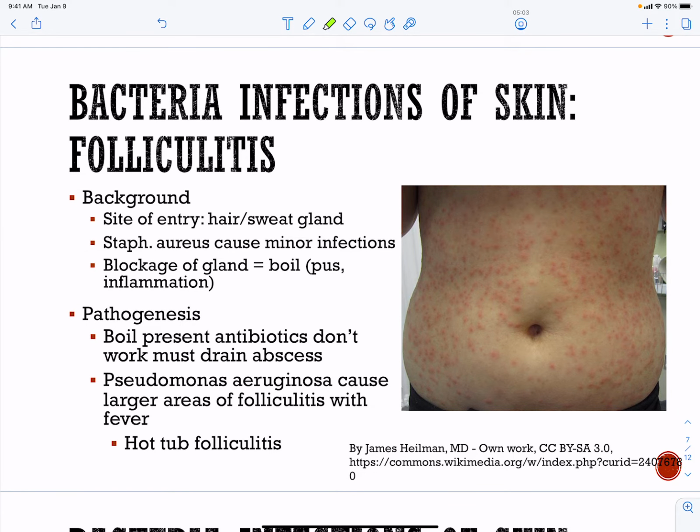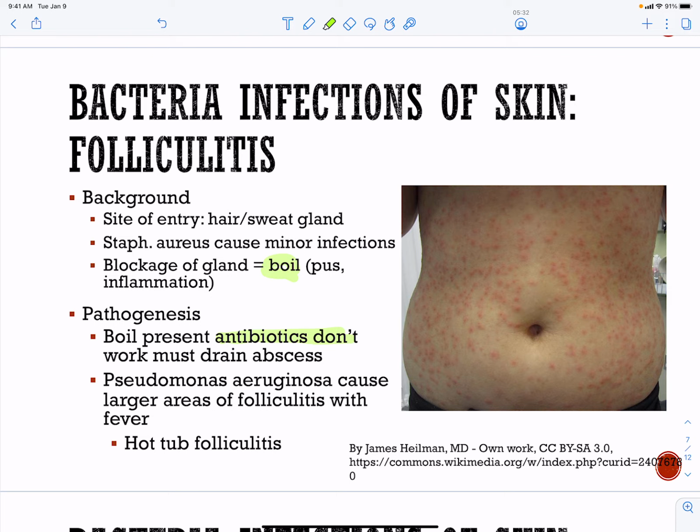Folliculitis typically begins with infection of a hair follicle or sweat gland, those sebaceous glands. Staph aureus causes minor infections, so typically with staph you will have a boil, and the boil will be full of staph and pus. If the boil is present, your antibiotics cannot gain access to it, so you have to actually drain the abscess to get the bacteria and treat it.